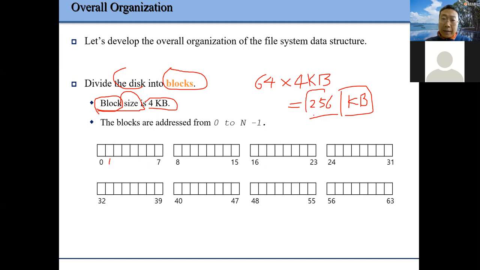Because in my example the total disk space is 256 kilobytes and each block is 4 kilobytes, I have 64 blocks in total. So we can use block numbers from 0 to 63 to represent a certain area. So the blocks are addressed from 0 to n-1, because we divide the disk into n blocks.